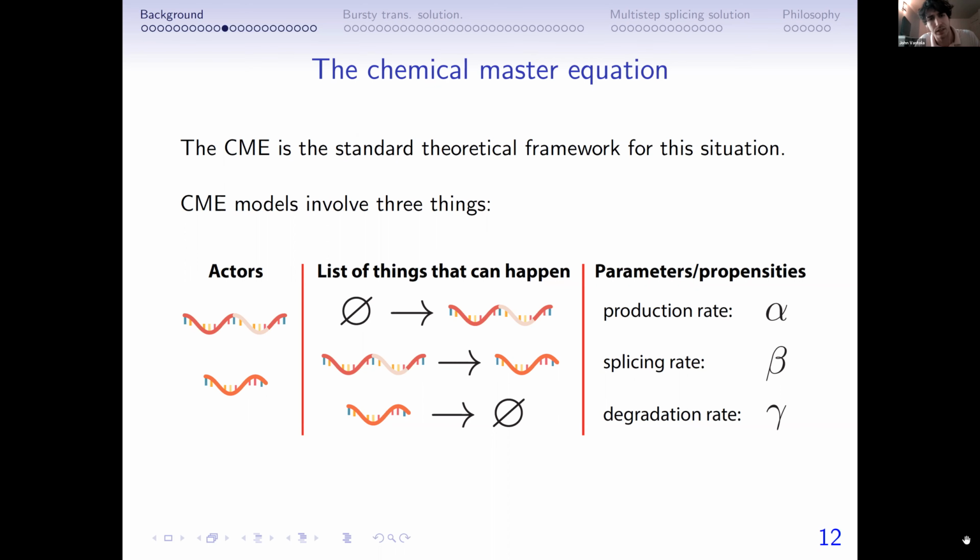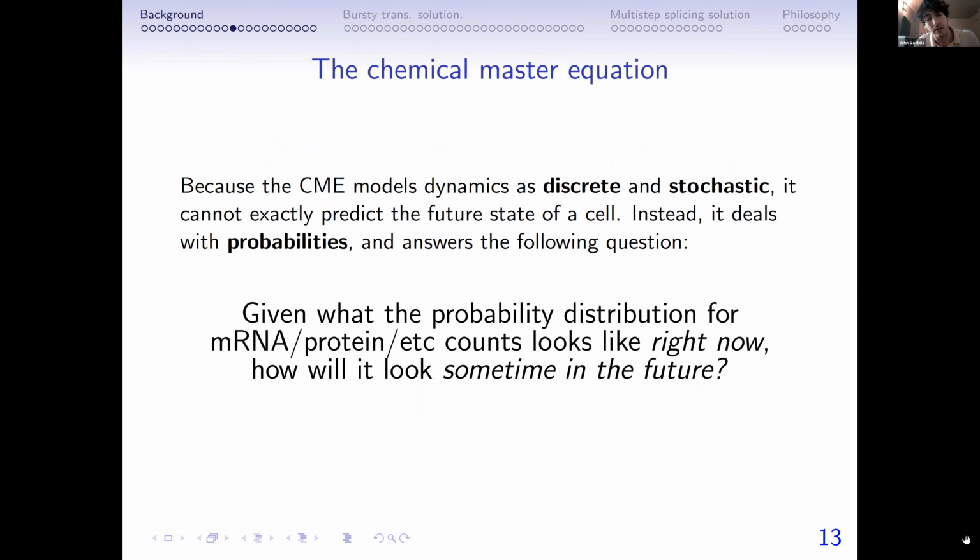It's worth keeping in mind that the way that the CME views the world, discrete and stochastic, means that you can't exactly predict the future state of a cell given its current state, which you could with something like an ODE model. Instead, really the fundamental thing is to think about probabilities. And so the CME answers the following question. Given what the probability distribution for mRNA counts or protein counts or whatever looks like right now, how will it look sometime in the future, 5 minutes from now or an hour from now or whatever? That's the question that it answers.